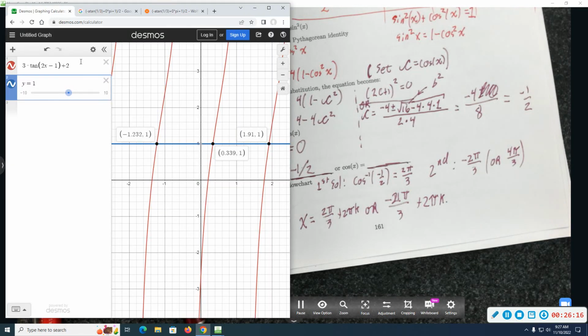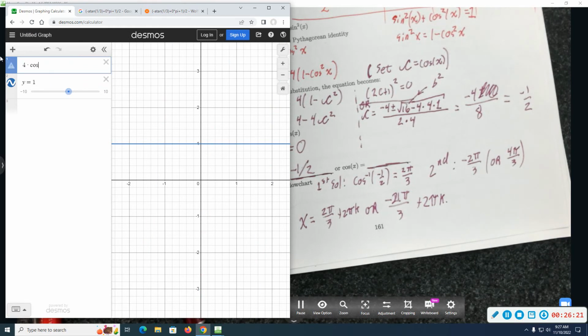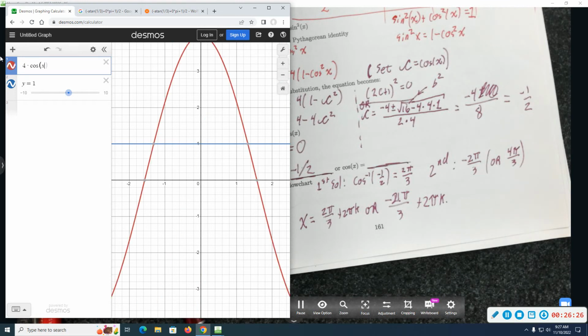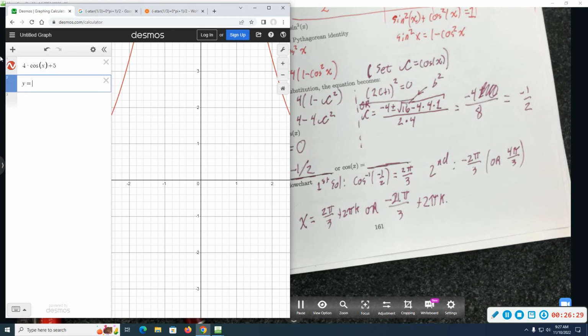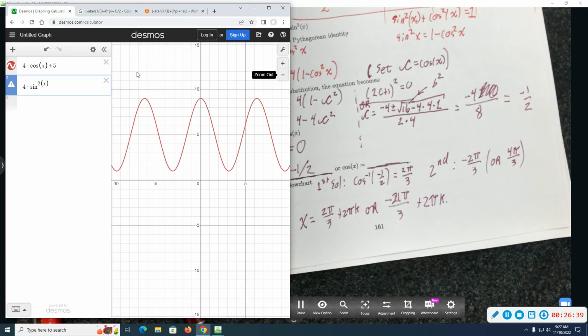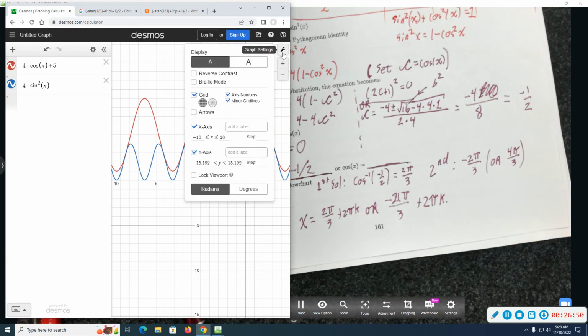So, we wanted to solve 4 times cosine of x plus 5 equals 4 times sine squared of x. Zoom out a little bit. So maybe I'll change the viewing window to be between 0 and 2 pi.